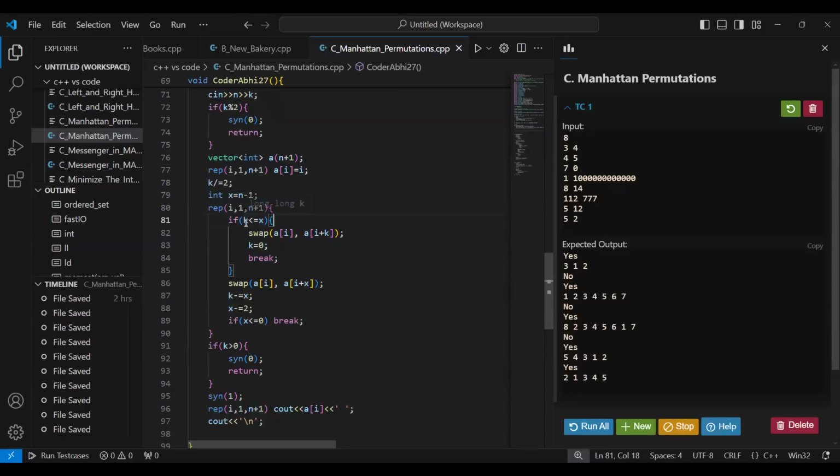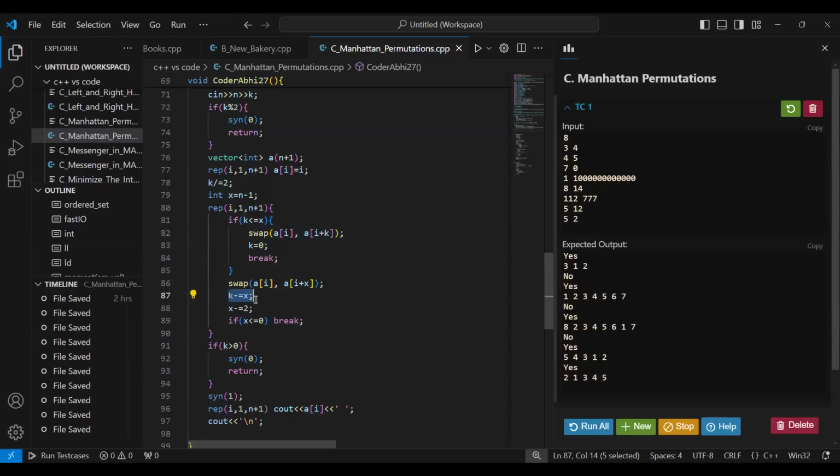So if the k is less than equal to x, it means the required value is less than the maximum jump we can do. So we would only do the jump of what is required, ai with ai plus k, and we would do k equal to 0 and break out of this. Job done. And if this k is greater than x, it means we cannot do it in this iteration. Then we would do the maximum jump we can do, which is ai with ai plus x, and we would reduce our k by x. So we have already done a jump of x.